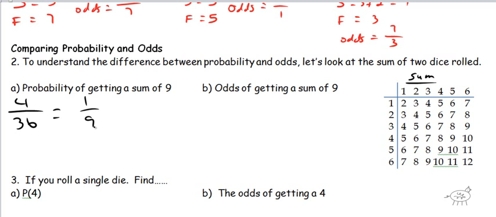That was easy. What are the odds of getting a sum of 9? Well, again, success is 4. Failure, isn't it just 36 minus 4, which is 32? That's failure. You're going to fail 32 times. So it's 4 over 32, which reduces to 1/8. So those are the odds of getting a sum of 9. So you can see probability and odds are a little bit different, right?